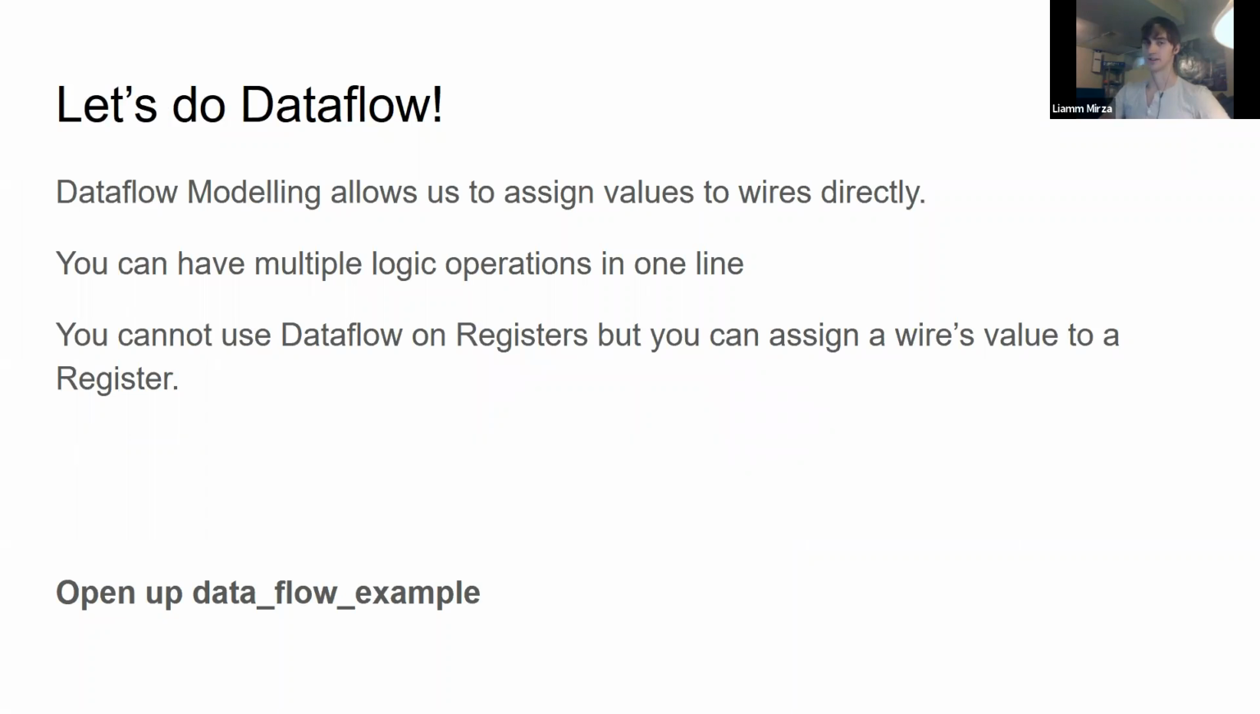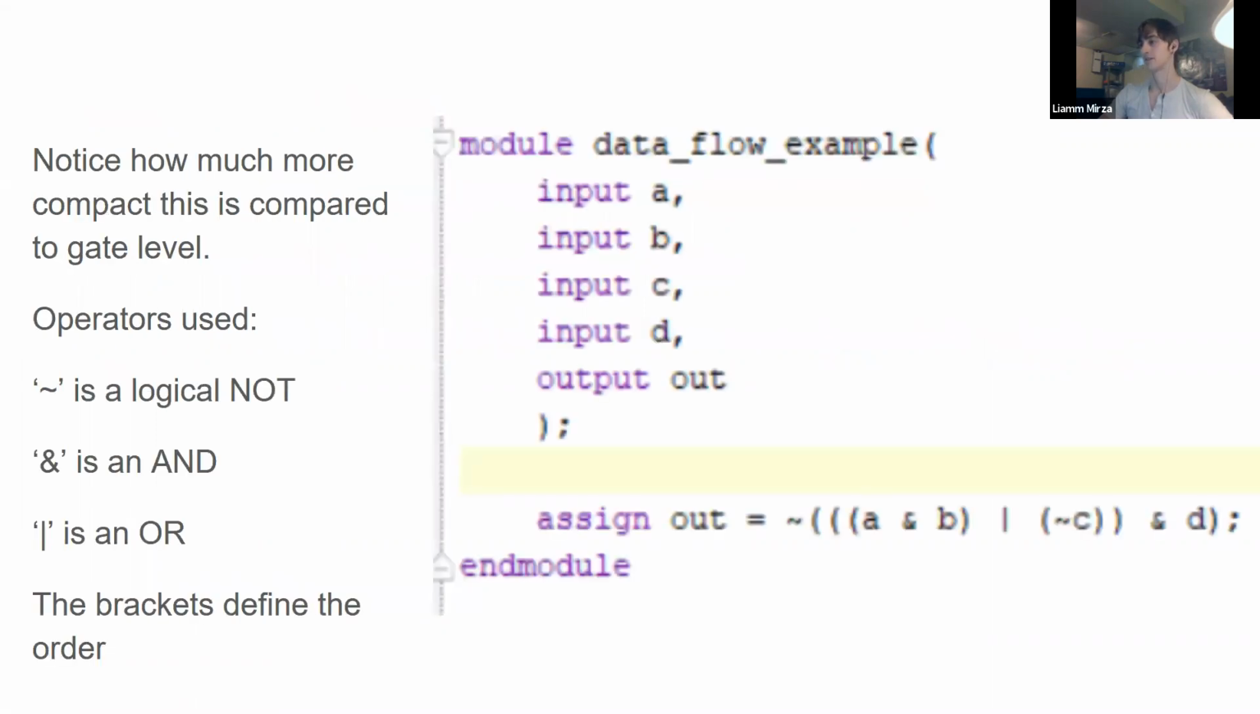Now it's time for data flow. You can't use data flow on registers, but you can assign a wire's value to a register. So the left-hand side of your assign statement can be a wire, but the right-hand side could have both wires and registers to define the logic. Just as a note, for this particular part, you want to set your data flow example as your TB top when you go to synthesize the schematic.